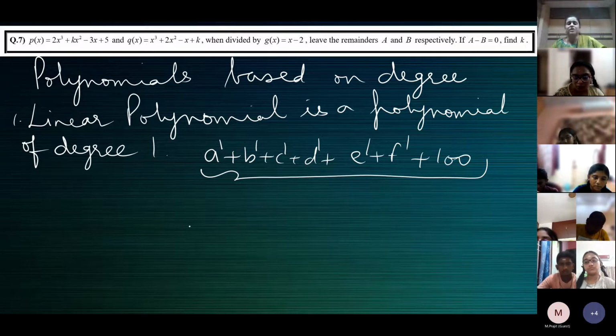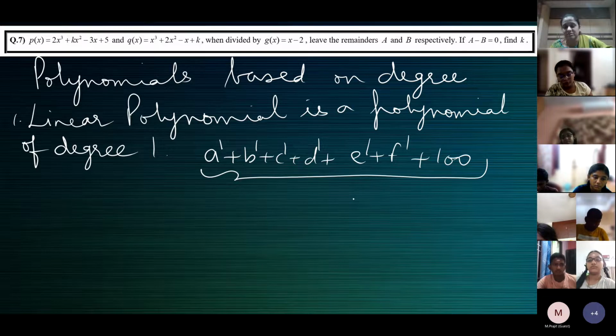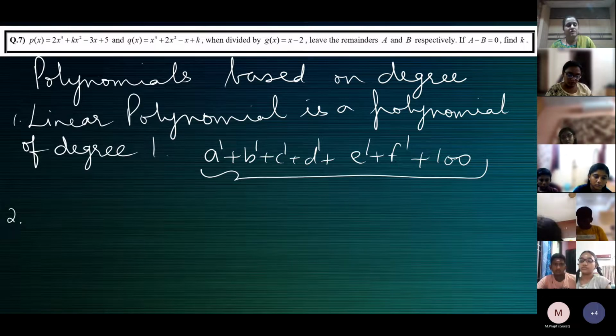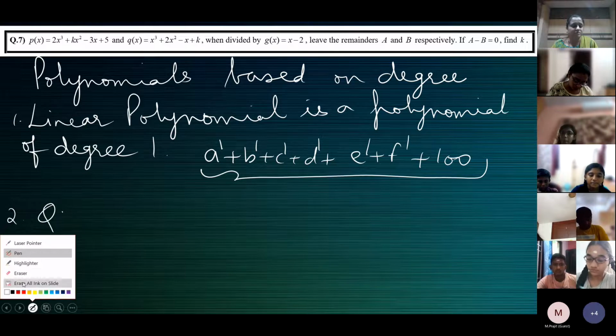So it is a linear polynomial in 6 variables. There are 6 different variables, and there are 7 terms. Degree is 1, linear polynomial. Then quadratic polynomial. So if you want a few more examples.